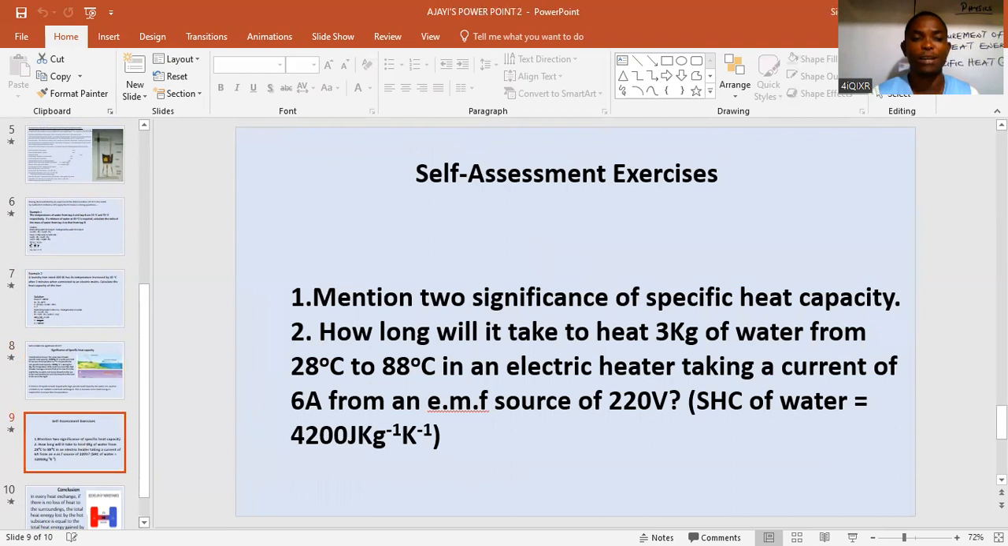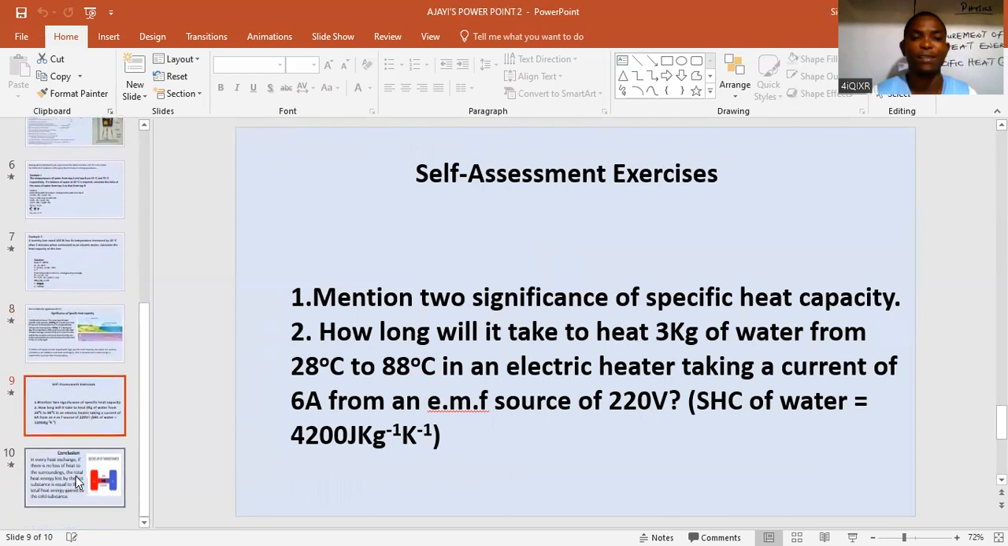So let's quickly look at these self-assessment exercises. Number one, mention two significance of specific heat capacity. The second one, how long will it take to heat 3 kilograms of water from 28 degrees Celsius to 88 degrees Celsius in an electric heater, taking a current of 6 amperes from an EMF source of 220 volts, given that the specific heat capacity of water is 4,200 joules per kilogram per Kelvin. These are the questions for self-assessment.